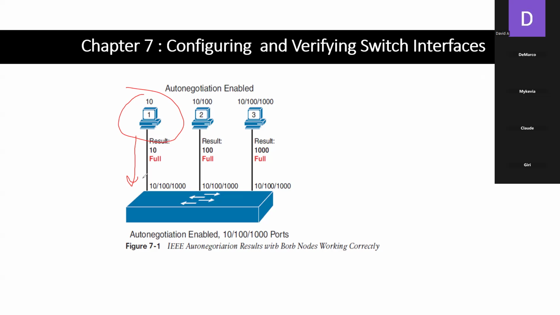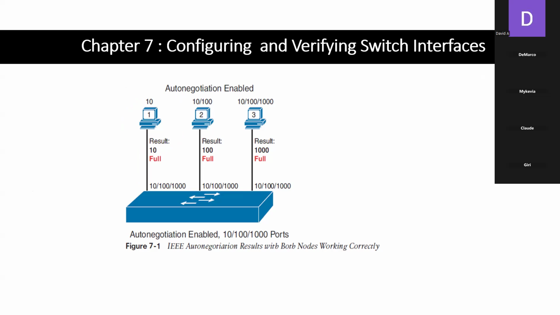Okay, the switch announces support for 10, 100, and 1,000 megabits per second in both duplex settings, right? As a result, both the PC and the switch choose the fastest speed, 10 megabits per second, and the best duplex, full, that both devices support. And this is the same across the board. Okay. So to summarize, right?